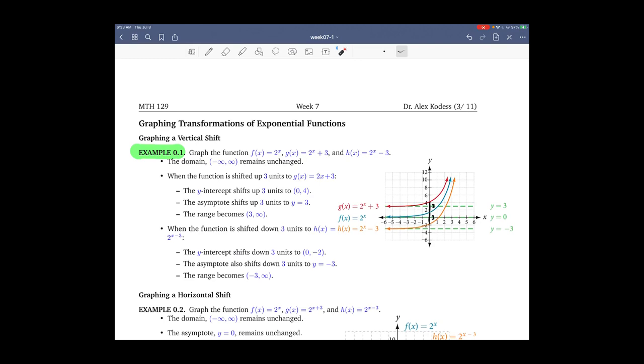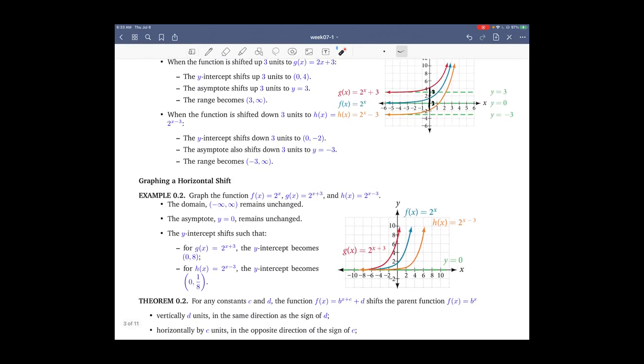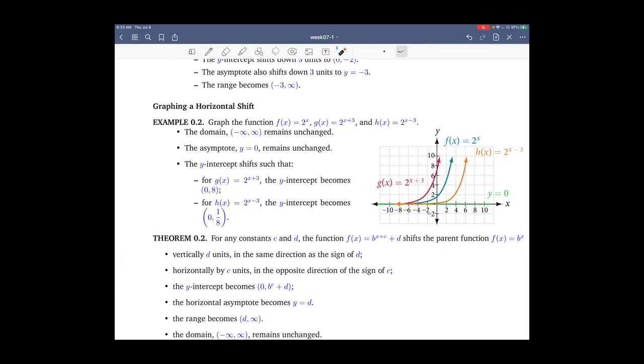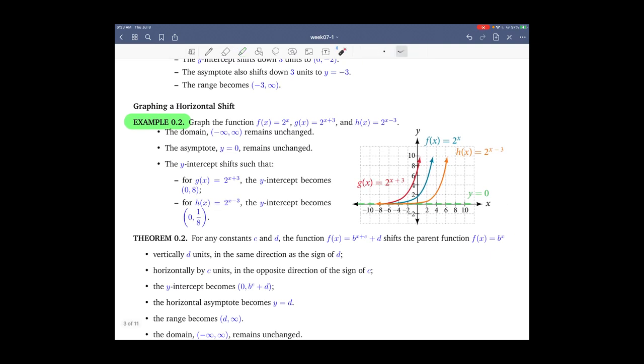All right, vertical shifts are easy. In this next example, we deal with the horizontal shift. We consider three functions: 2 to the power x, 2 to the power x plus 3, and 2 to the power x minus 3. Note that now we're adding 3 or subtracting 3 to x or from x, not to the function, right? As if we were to replace in the expression for 2 to the power x, x by x plus 3.